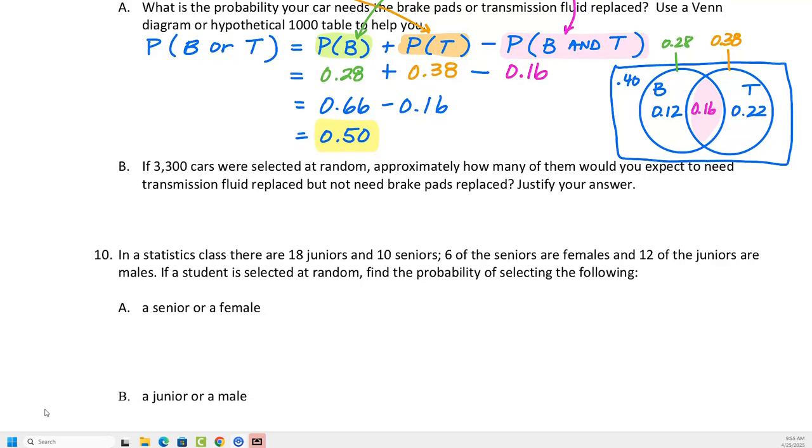Okay, so it says here, if 3,300 cars were selected at random, approximately how many of them would you expect would need transmission fluid replaced, but not brake pads? Justify your answer. Well, let me get my gray. So we're looking for how many cars would you expect would need transmission fluid replaced but not brake pads replaced. So wouldn't that be what I have highlighted here in gray?